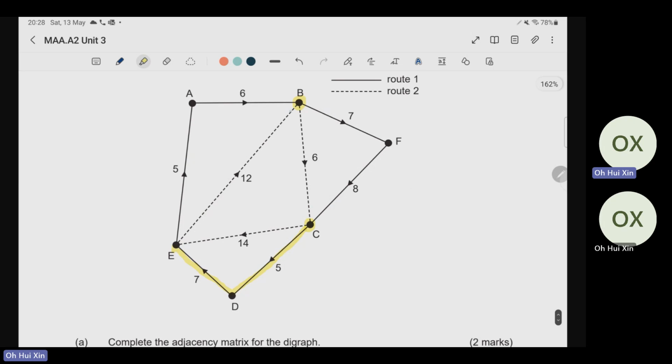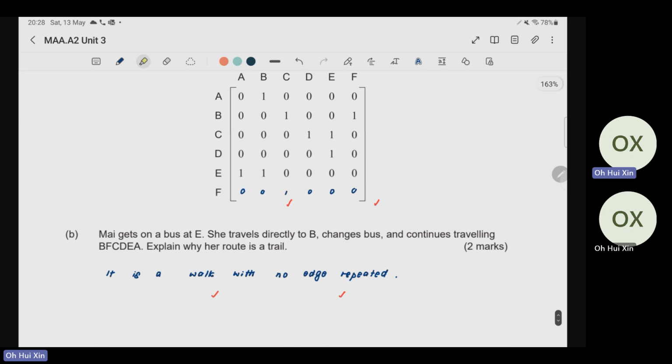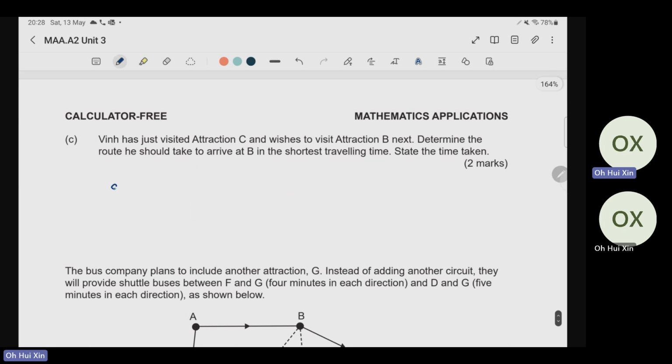Let's say from E we want to reach B. Either you go through the 12 here, or you can take 5 and 6, which gives you 11. If we want the shortest one, then definitely we are going to choose the 11 one. So that's why this is the shortest route that will allow me to reach B. So I will take C, D, E, A, B. Okay, so C, D, E, A, B.